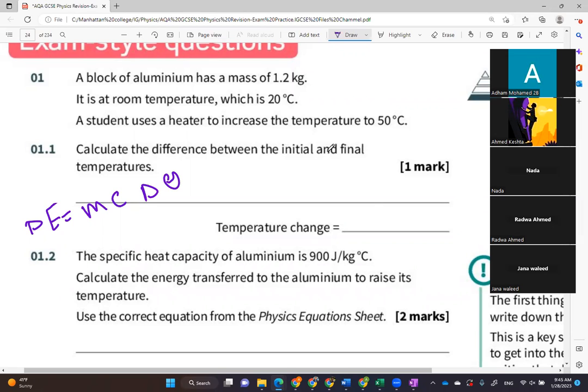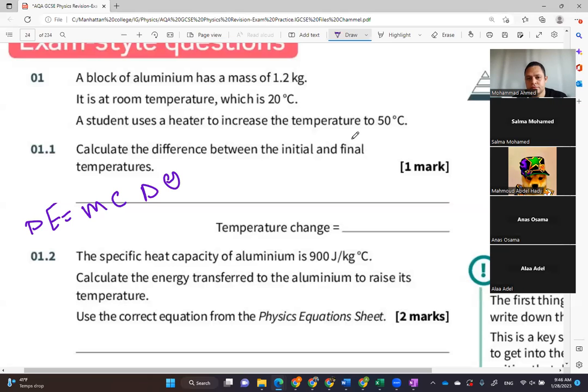Selma, you good? Radwa, you good? MashaAllah. Jana. Lisan, can you try again? Jana said she is confused about the E part. Okay, I'm gonna explain to you right now. Nada, it is not 36. Okay, guys, I'm gonna explain it to you.